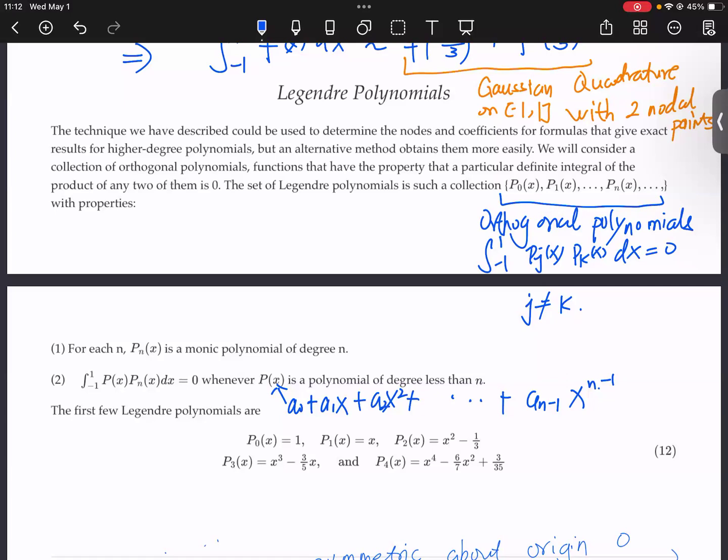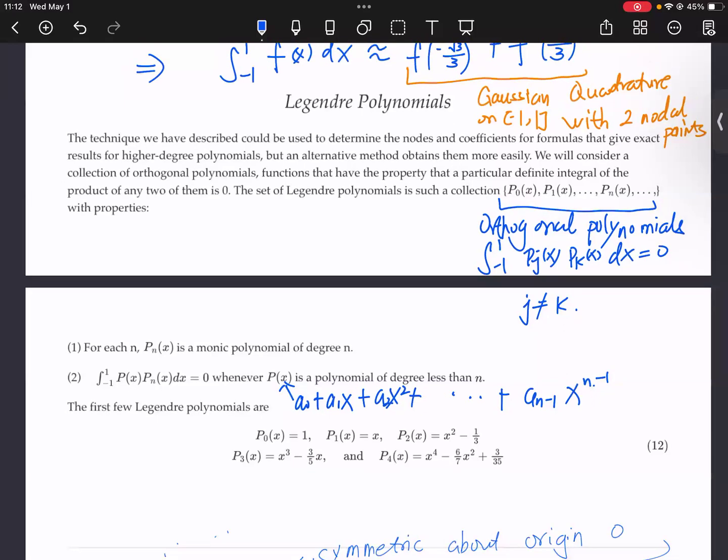Any questions before we move on? Have you seen this before? The Legendre polynomials are quite familiar, right? But here we just use some things we have learned from 104A to generate the nodal points.